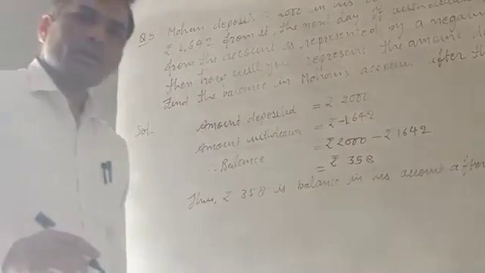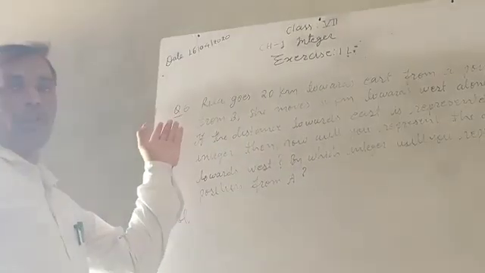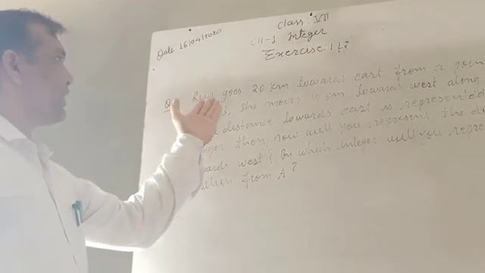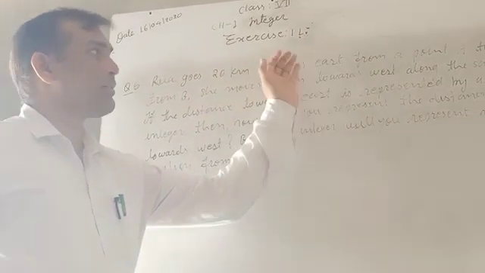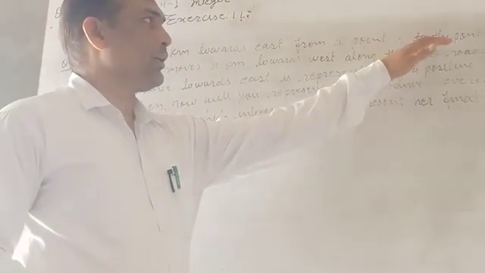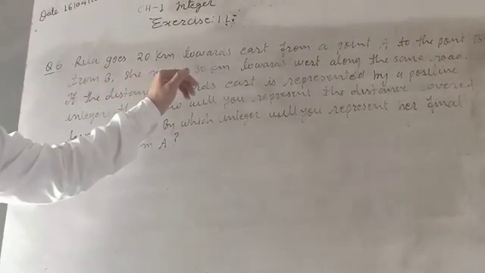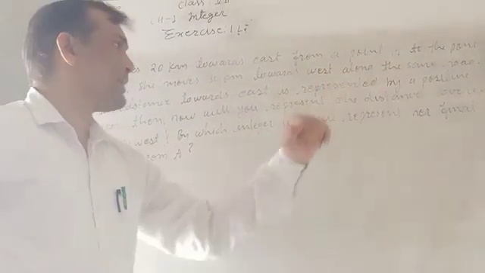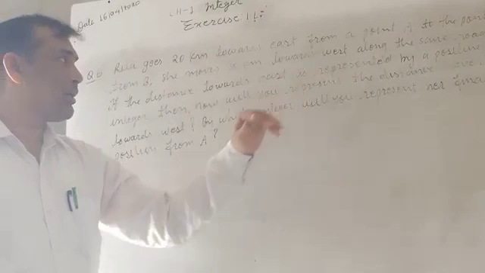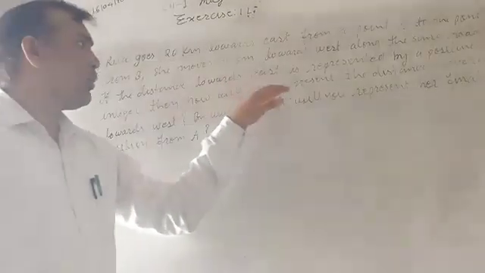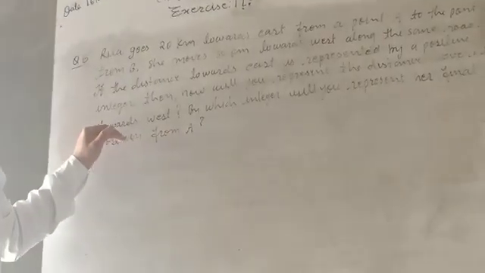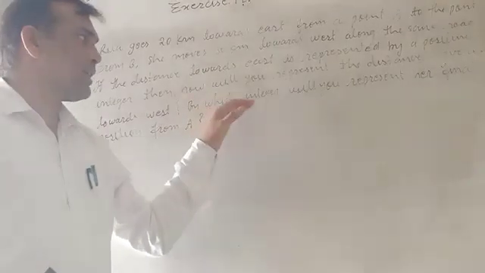Let's see question number 6. Question number 6 is: Rita goes 20 km toward east from a point A to the point B. From B, she moves 30 km toward west along the same road. If the distance toward east is represented by a positive integer, then how will you represent the distance covered towards west? By which integer will you represent her final position from A?